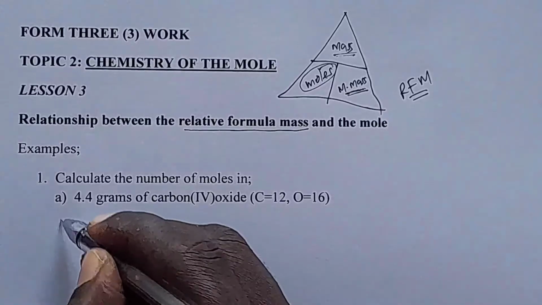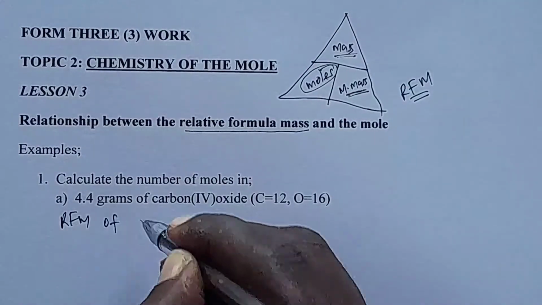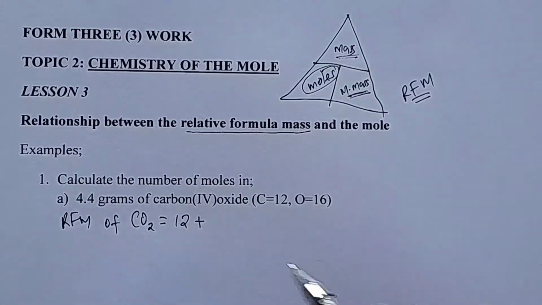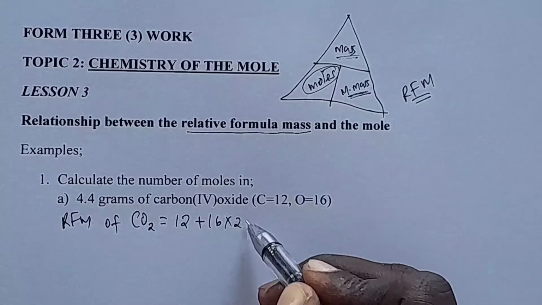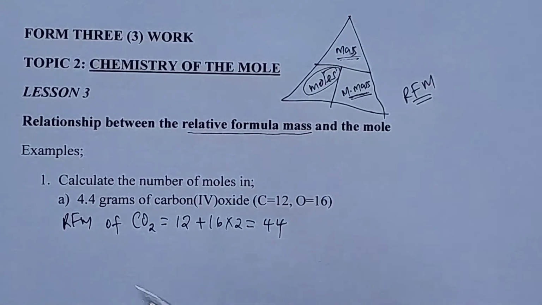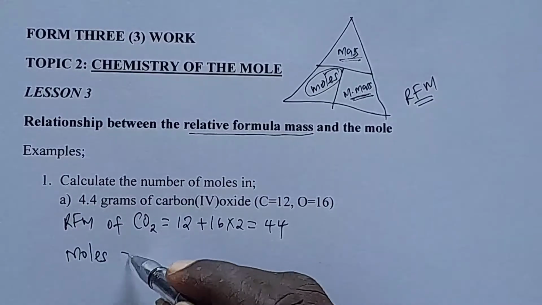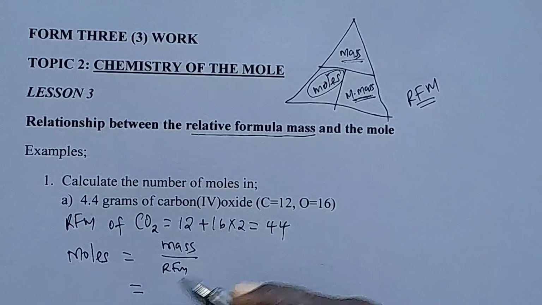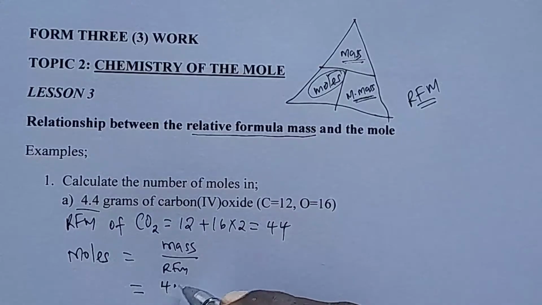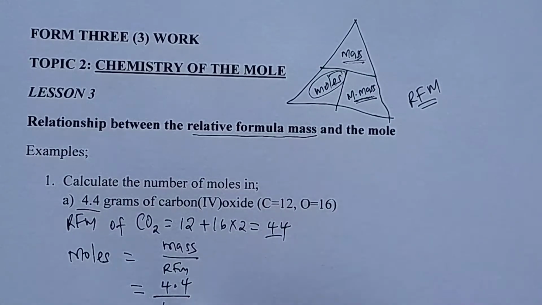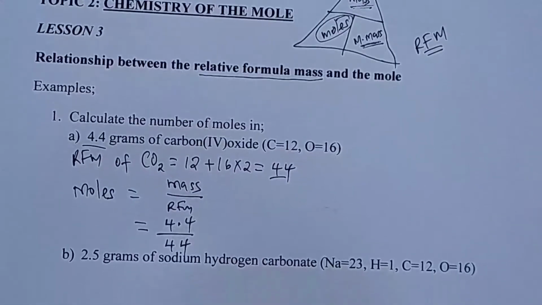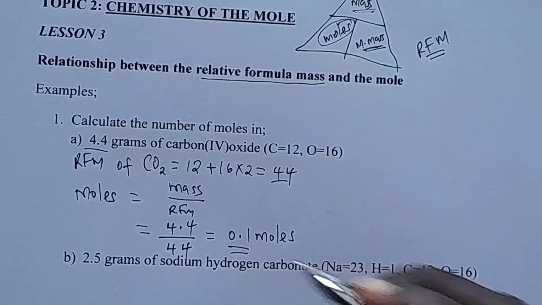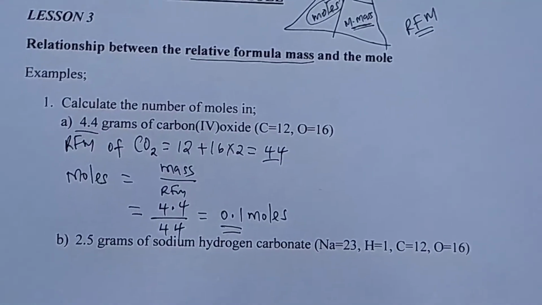So I start first of all getting the RFM of carbon dioxide. We are told in brackets carbon is 12, the RAM of carbon is 12, plus oxygen is 16, so I have 2 of oxygen, so this one will be 44. So if they are looking for moles or number of moles, it is equal to mass over RFM. In our case, mass is given, 4.4, divided by the RFM, which we have gotten as 44. So here, we are going to get 0.1 moles of carbon dioxide. So that's how we are going to do that example number 1.